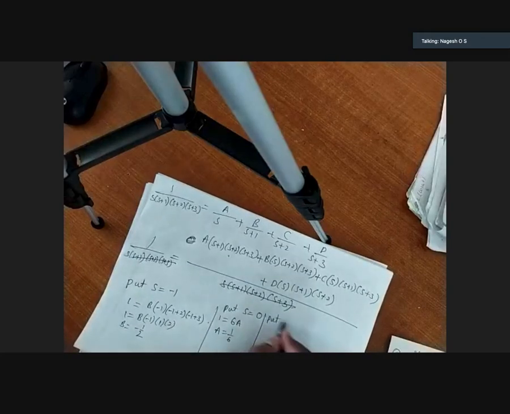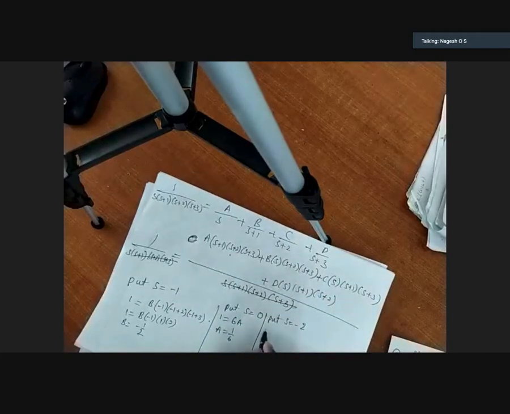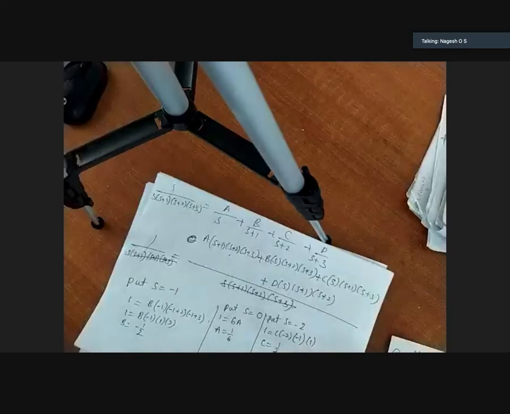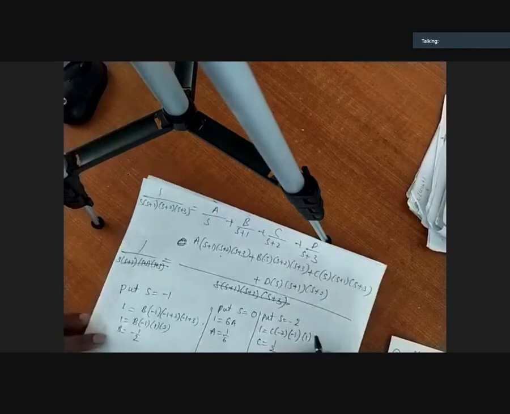Next, put S equal to minus 2. This will be 0, this will be 0. 1 equal to C into minus 2 plus 1, which is minus 1. So C is equal to 1 by 2. C is 1 by 2.